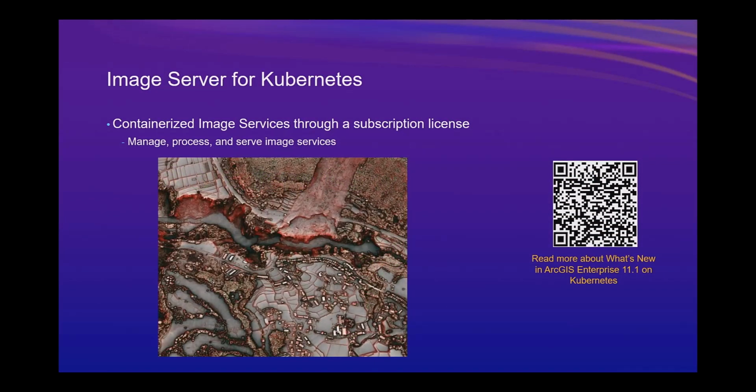Image services are uniquely positioned to really take advantage of the Kubernetes software architecture. Containerized image services are available in ArcGIS Enterprise on Kubernetes through the subscription license. You can manage, process, and serve image services through ArcGIS Enterprise and Kubernetes. The What's New blog is right there. Take a picture of that if you'd like to learn more.